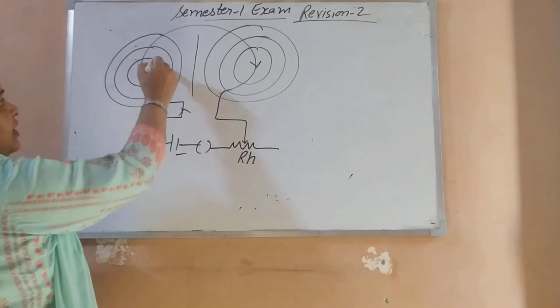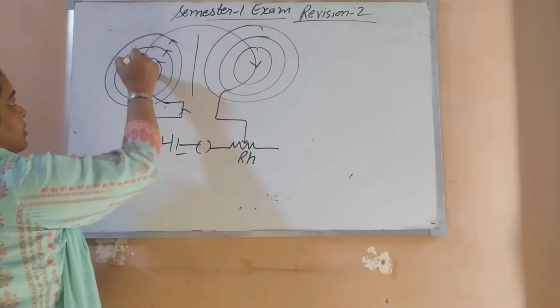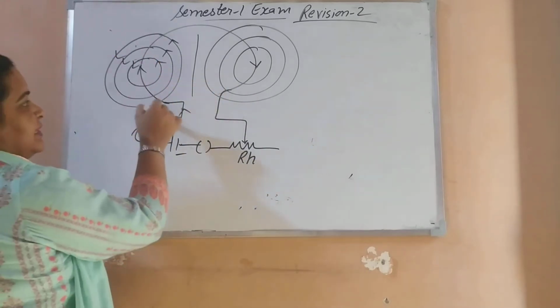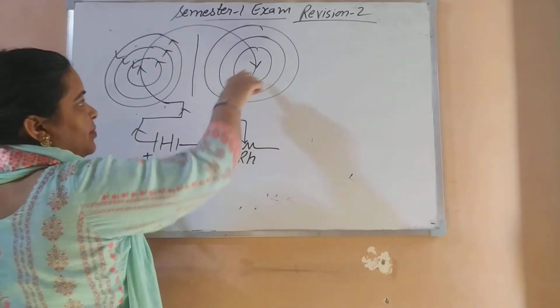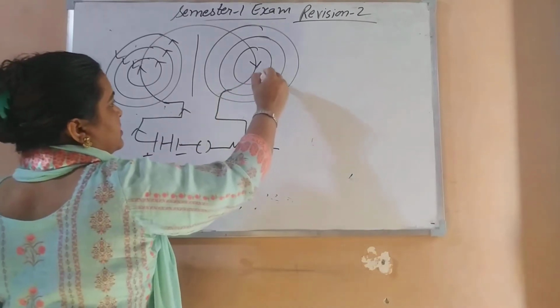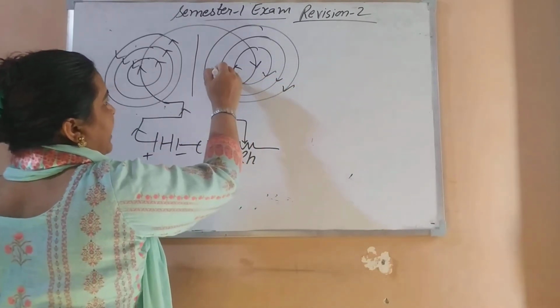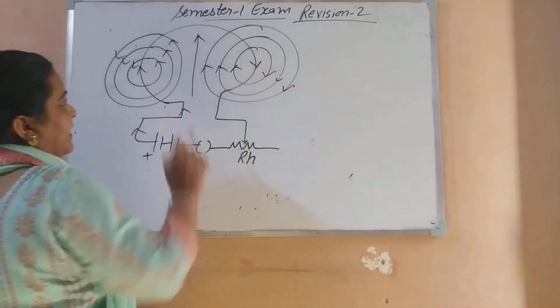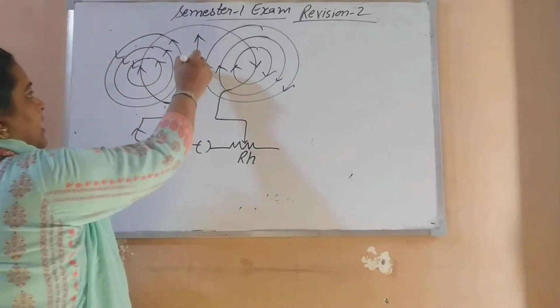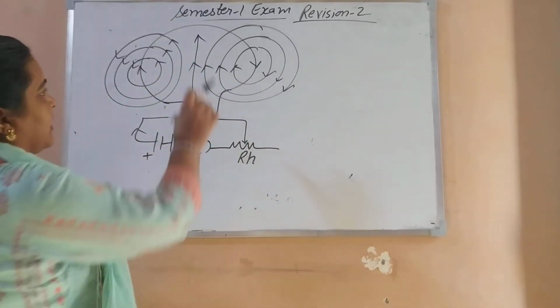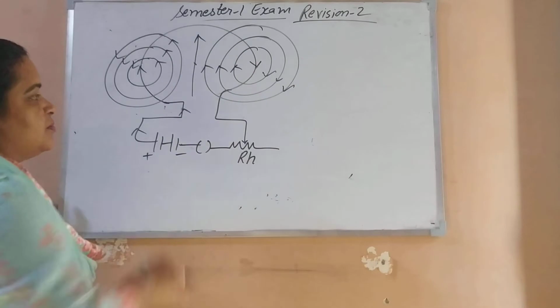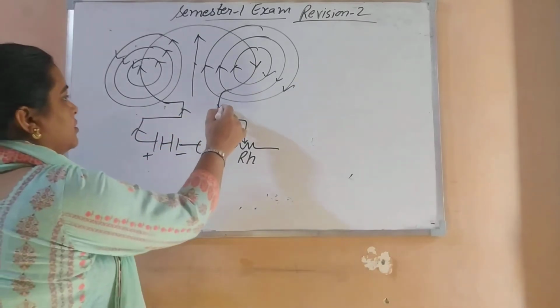So where are the field lines? They are anti-clockwise inside. And if the current is coming down, they are clockwise outside. But when they enter into the loop, their direction becomes the same, that is, into the plane. Clear? That direction becomes into the plane when current is going clockwise.